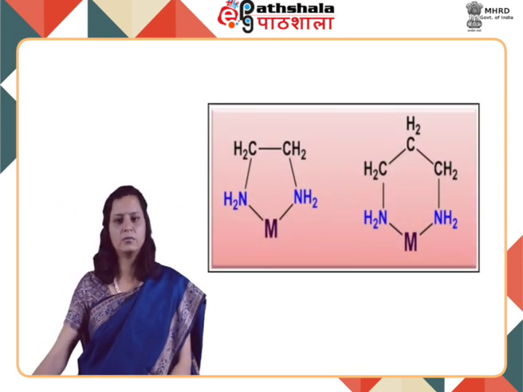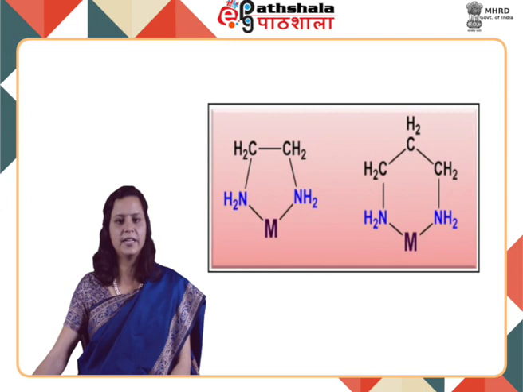Another naming for the complexes is the small lambda and small delta system. The notations lambda and delta are used to describe the conformations of individual chelate rings. Delta denotes a ring of right-handed helicity and lambda denotes a ring of left-handed helicity.